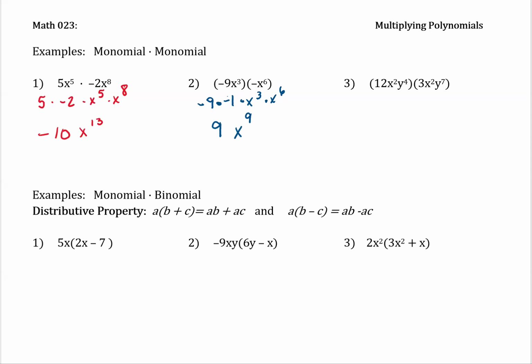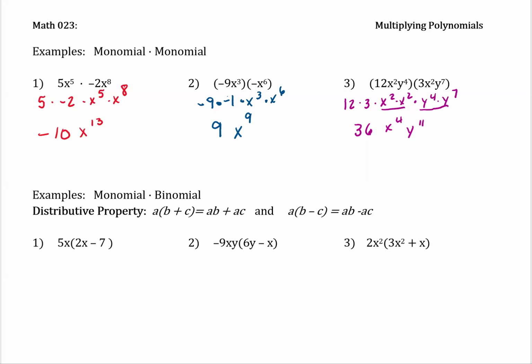Example 3, again, I'm going to group everything together. We have 12 times 3 times x squared times x to the fourth times x to the seventh. 12 times 3, 36. The x to the fourth, y to the 11th.